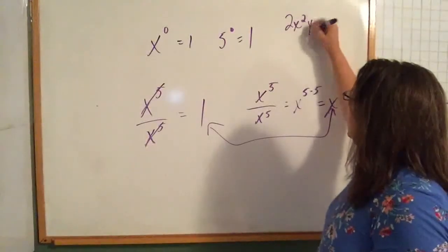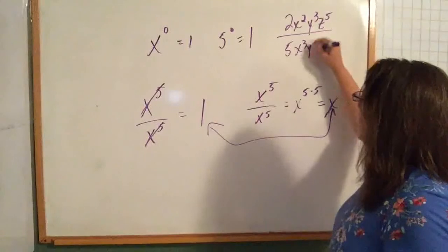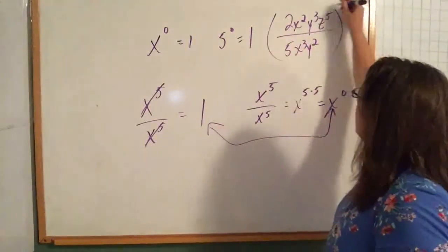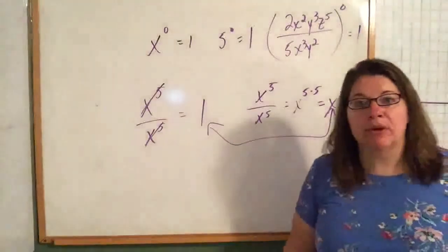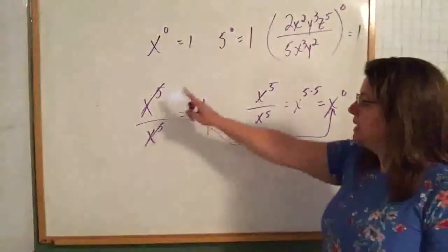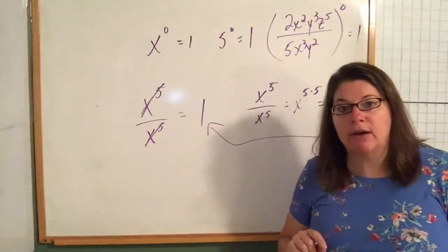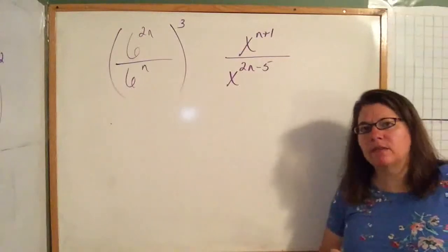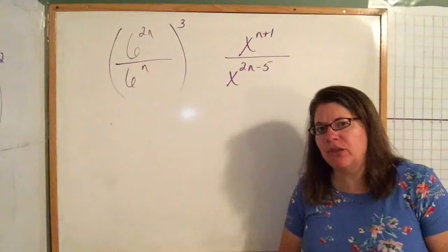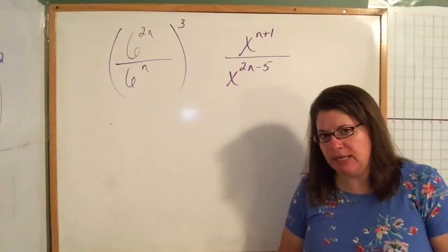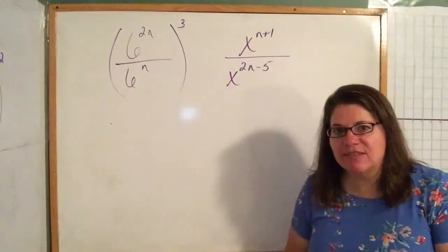2x squared y cubed z to the 5th over 5x cubed y to the 2nd, all to the 0 power, is 1. So anything to the 0 power is 1 no matter what, because of the rules that we learned in this section. So that's something you need to be aware of. So far everything we've learned in this lesson has been review of Algebra 1, but I want to make sure I get you to understand where the Algebra 2 comes into play here. And we'll find more ways that we're going to use this stuff as we move forward.